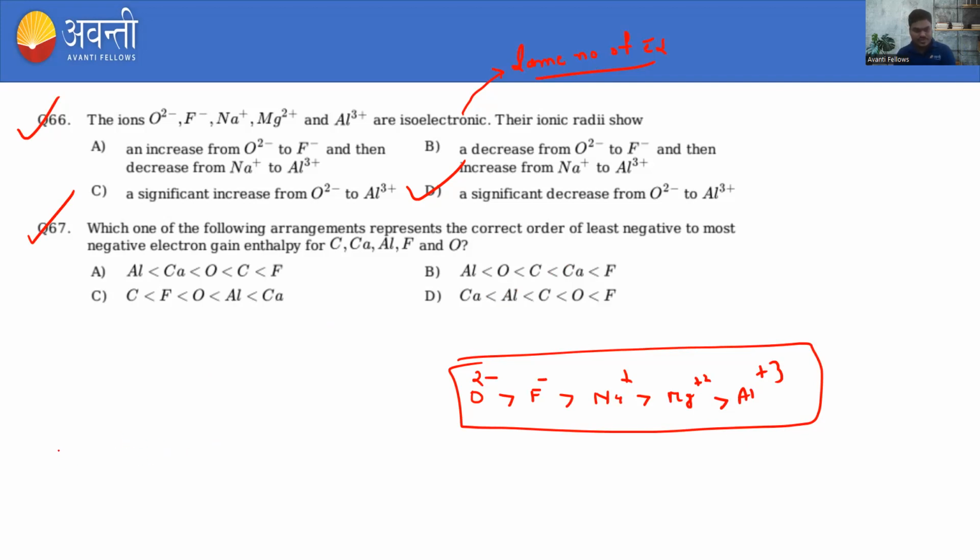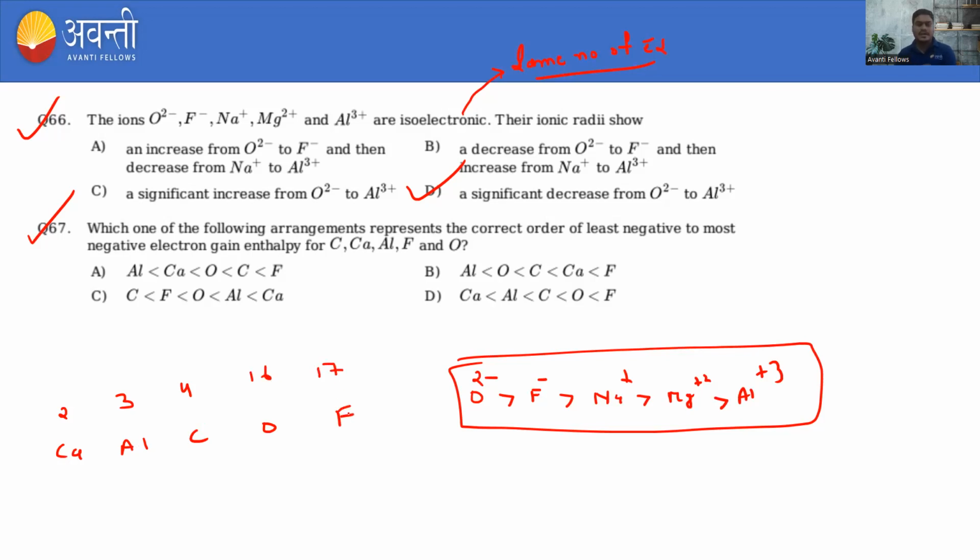First of all, write calcium. This belongs to the second group. And then we have aluminum, which belongs to the 13th group. Then we have carbon, which belongs to the 14th group. And then we have oxygen, which belongs to the 16th group, and in the 17th group we have fluorine.